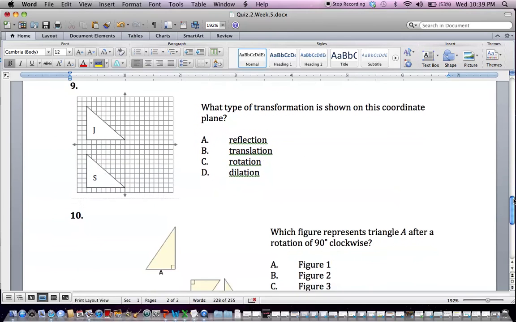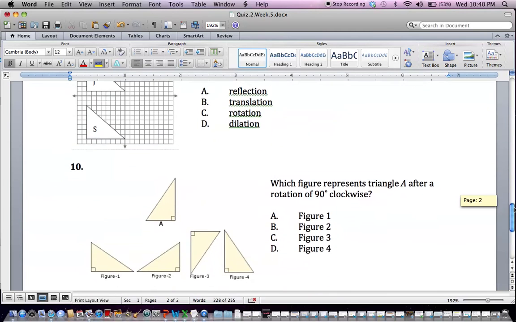Number 9, same thing. What type of transformation? Look. Is it A, a reflection, B, a translation, C, rotation, D, dilation? What type of transformation is occurring here? Okay, and then number 10.